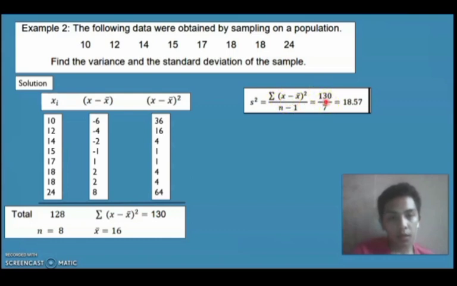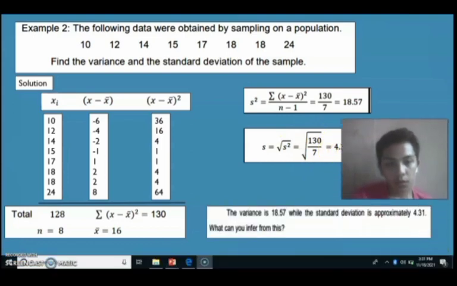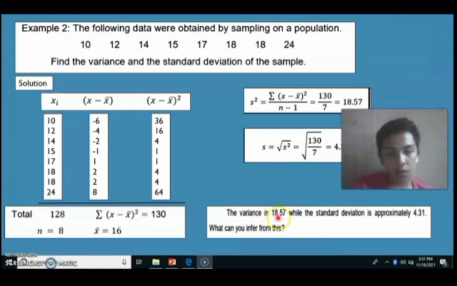We divide the 130 by 7, because we subtract 1 from n, which is 8. So the answer is 18.57. This is the sample variance. For the standard deviation of the sample, we take the square root and the answer is 4.31. The variance is 18.57 while the standard deviation is approximately 4.31.